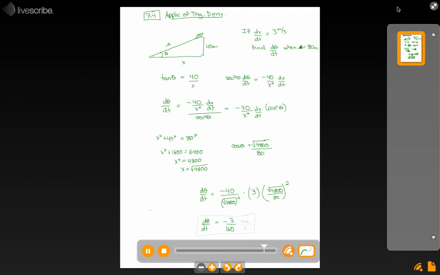You could put negative 0.01875, but the units here would be radians, and the time in this one was in seconds. So negative 3 over 160 radians per second. If you picture what's going on, if that kite flies further and further out to the right, it makes sense that this angle gets smaller as, even though it is staying 40 meters above the ground, the kite's further away, the angle gets smaller and smaller and smaller.